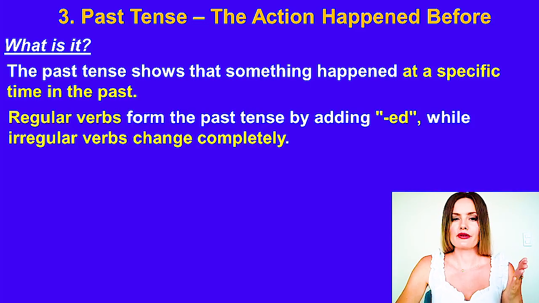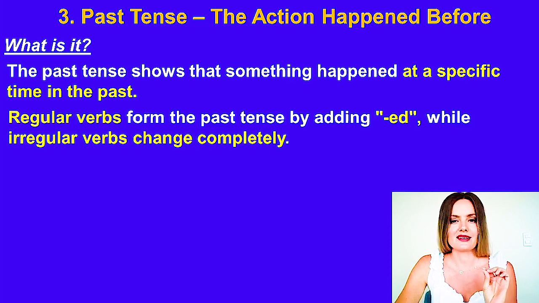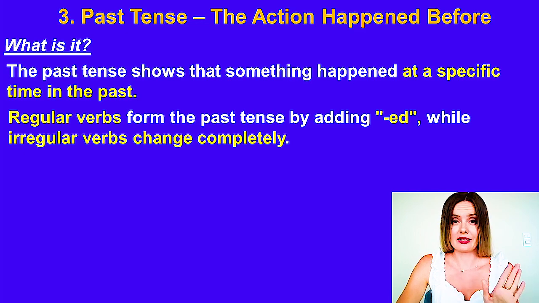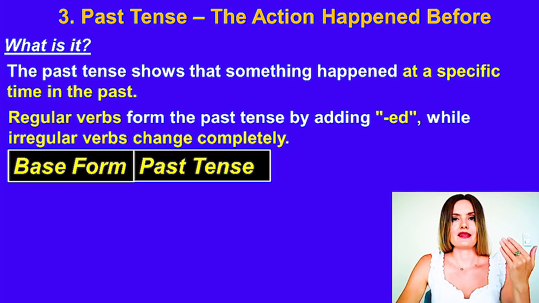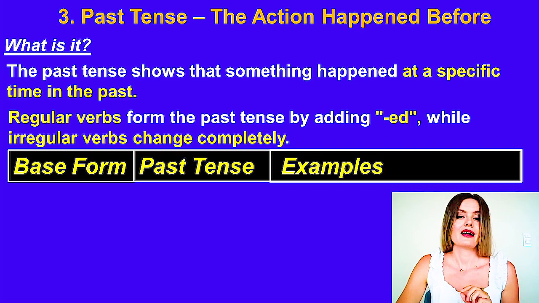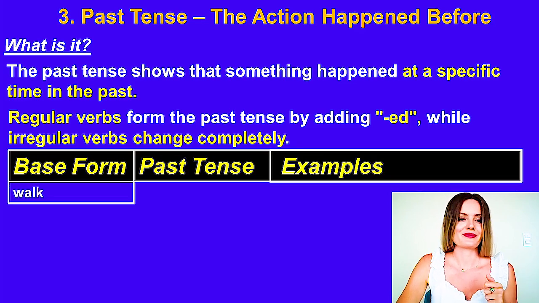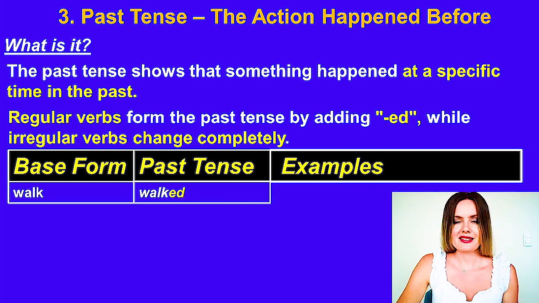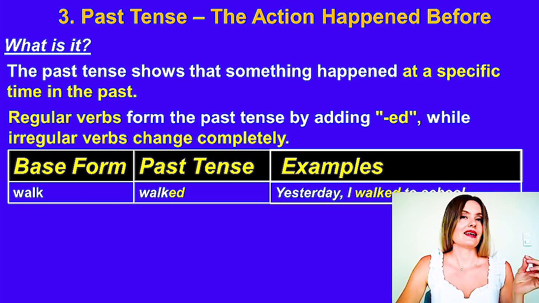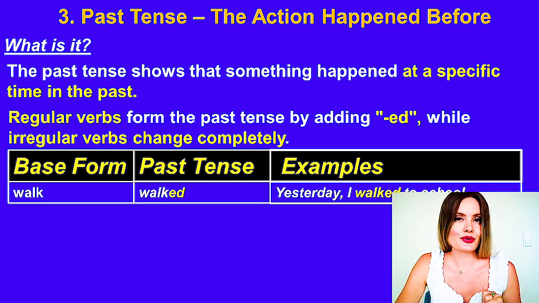Also, regular verbs form the past tense by adding ed, while irregular verbs change completely. Let's take a look at the base form, at the past tense form, and at the examples. So the base form is walk. In past tense, we add ed and we get walked. For example, yesterday I walked to school.